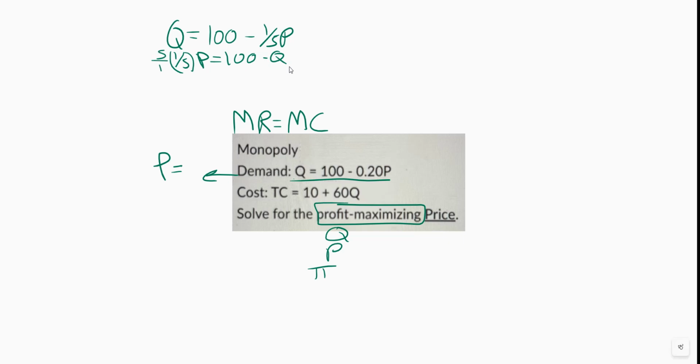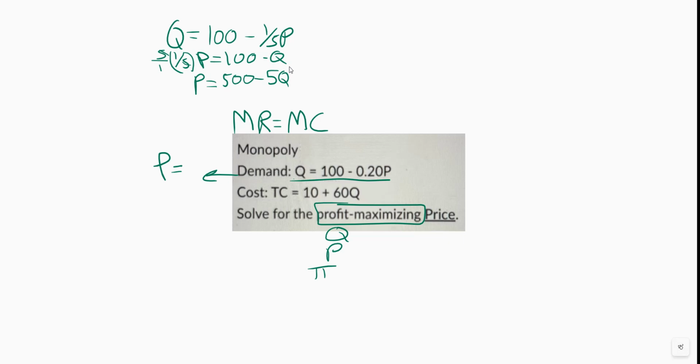So that becomes 5 times 1/5. Those cancel out, and then we've got just price. The rest we can do in our head. 5 times 100 is 500. 5 times 1, there's a 1 on that Q, is 5Q. So now we've got our inverse demand function.